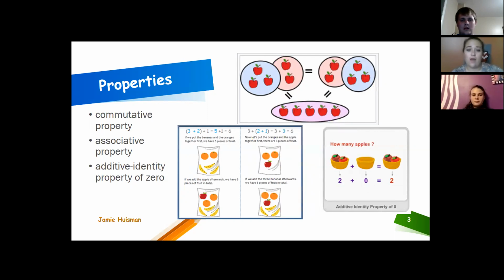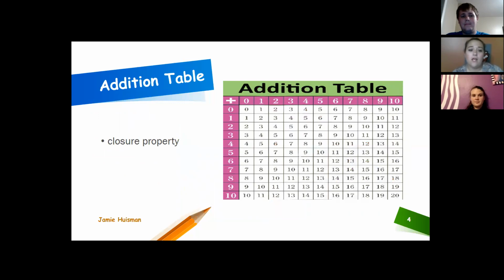The associative property says that if you have 6 of any item, it doesn't matter what order you put it in, it will always equal 6. And then the additive identity property of 0 states that if you take any whole number and add 0, it will be that whole number. The last property is the closure property, and it states that any whole number added to any whole number will be a whole number. This can be seen on the addition table.